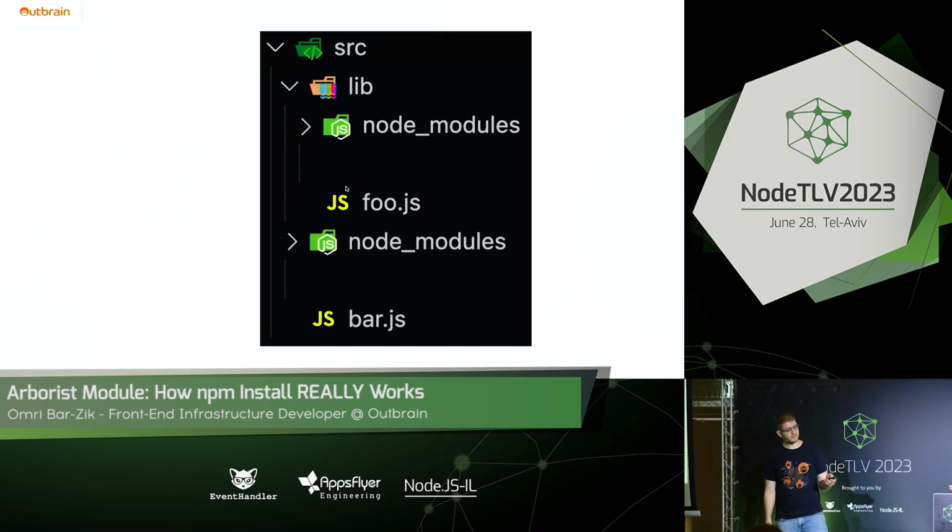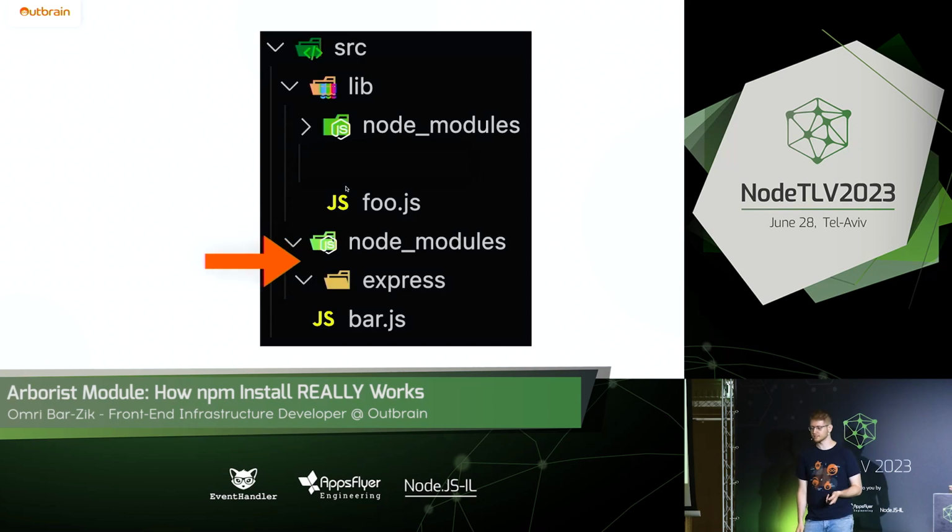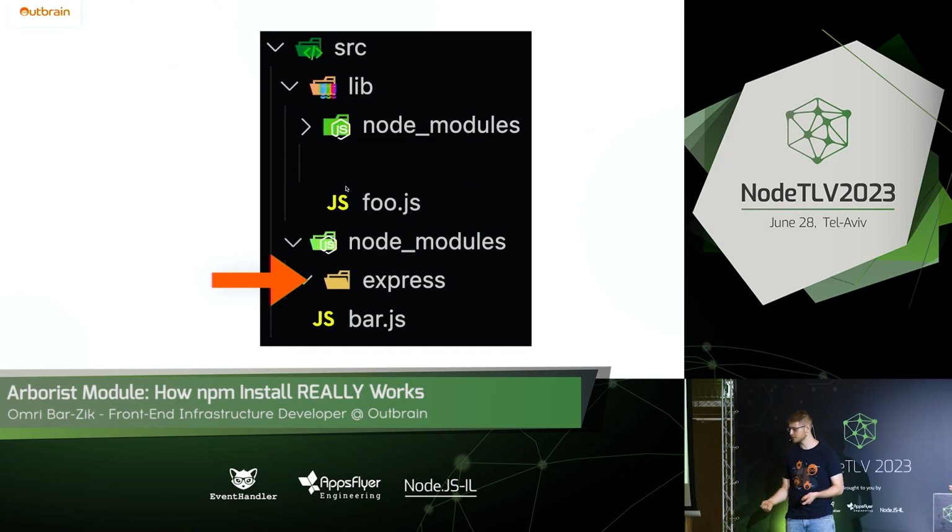Now, when I first execute bar.js, Node will go to the src folder, then try to search for any node module directories inside it. And if it finds a node module directory, it will try to find a package directory with the same name as our package. And in this case, it was successful. Neat. Next, let's run foo.js.